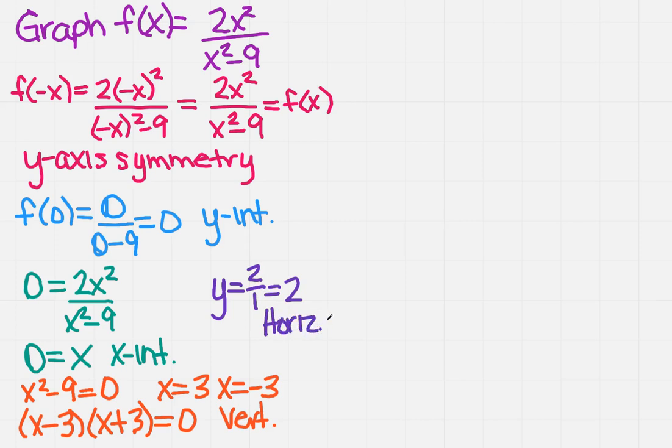So that's going to be my horizontal asymptote. So what I want you to do is pause the video and try to go and graph this and see if you can get what I get. And remember, I'm going to color code it based on what we just did.